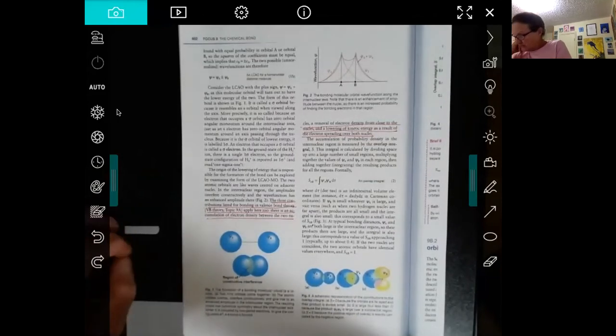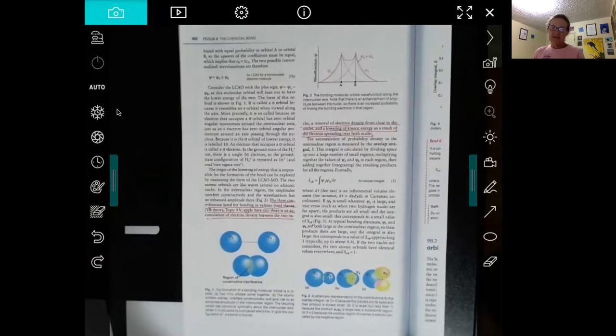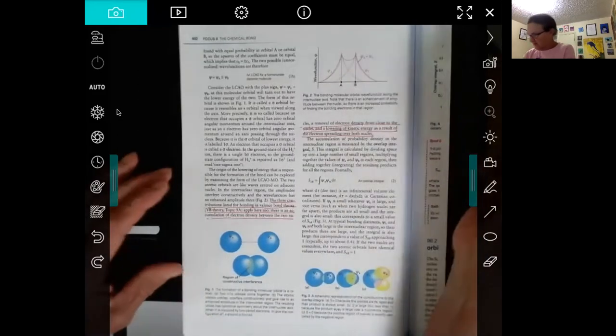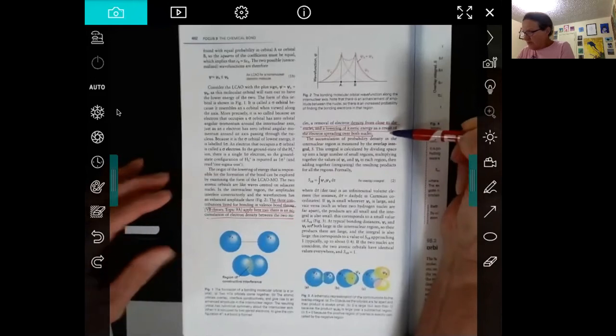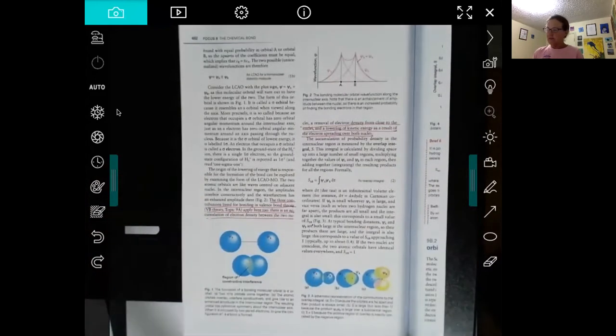We remove electron density from close to the nucleus, and that raises the potential energy, so that's a negative impact. But also the kinetic energy goes down as a result of the electrons being able to spread out over more space, so that makes it more energetically favorable, lowers the energy.